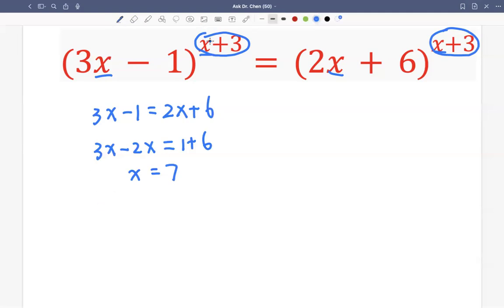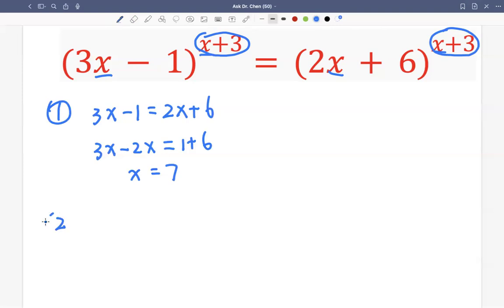Right, we check. We see 7 plus 3, the exponent is 10. Then 3 times 7 is 21, 21 minus 1 is 20. 2 times 7 is 14, 14 plus 6 is 20. Okay. But is this the only solution? No, we have to consider more cases.